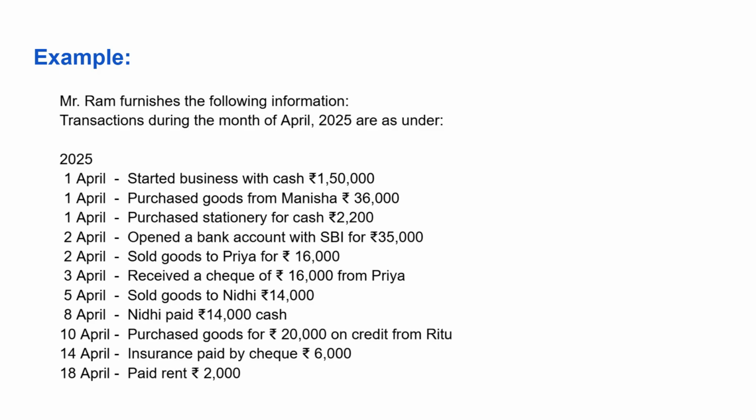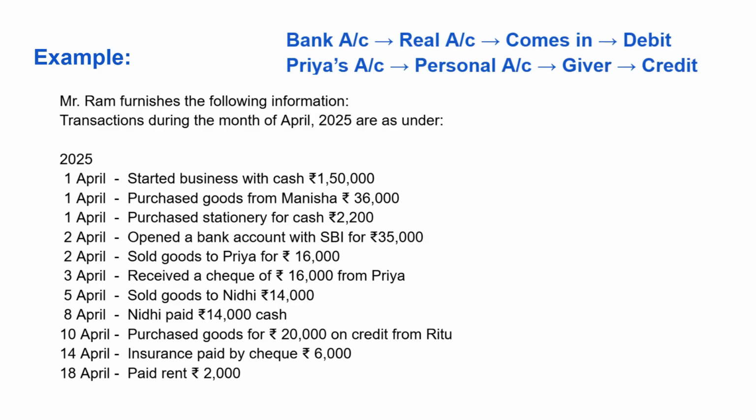3rd April, received check from Priya 16,000 rupees. On 2nd April, we have sold goods to Priya, and on 3rd we have received check from Priya. So the two accounts are bank account and Priya's account. It is received by check, so bank account, and Priya is the giver. Bank account is real account, and for bank cash comes in, so debit what comes in. And Priya's account is personal account because Priya is person, and Priya is the giver, so it is credit.